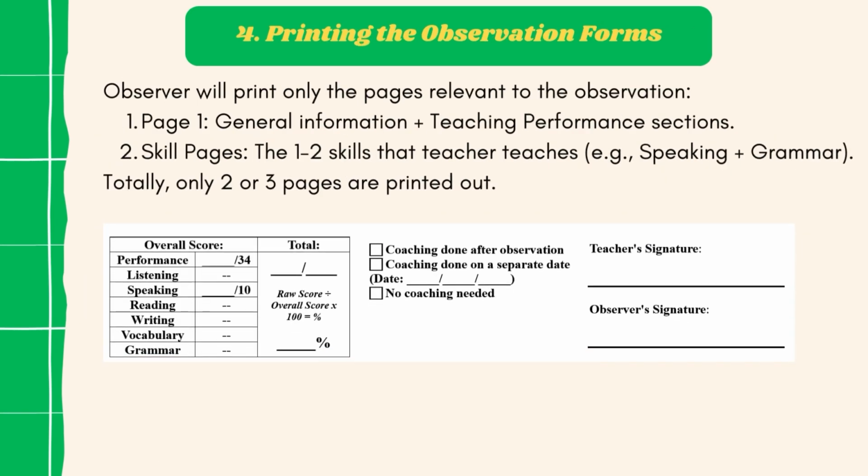Now let's go to explanation of printing the observation forms. This is mainly an important part for the observer. Observer needs to print only the pages relevant to the observation, such as page 1 that includes general information plus teaching performance sections, and skill pages that include 1 or 2 skills that the teacher teaches in the teaching observation, for example, speaking and grammar. So in total, only 2 or 3 pages are printed out.